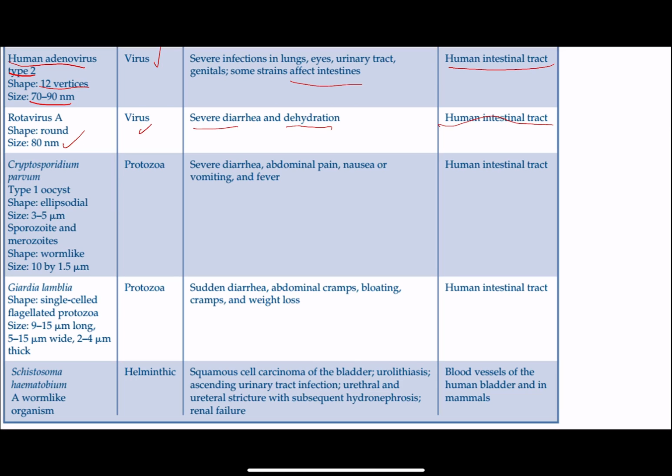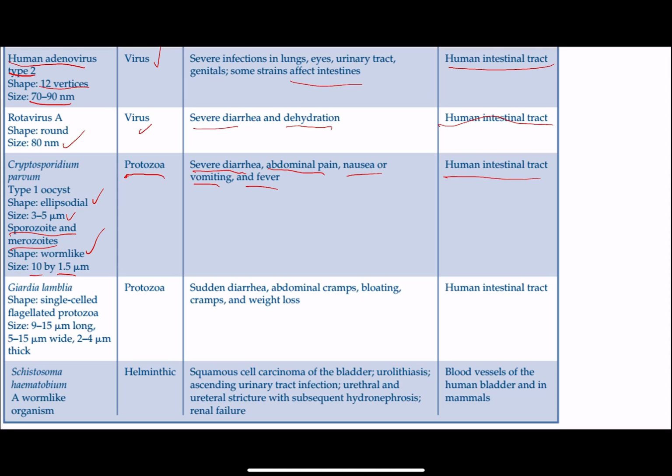Cryptosporidium parvum, type 1 oocyst, shape is ellipsoidal, size 3 to 5 micrometers. And there is another form, sporozoites and merozoites. Shape is worm-like, size from 10 to 1.5 micrometers. This is protozoa. It causes severe diarrhea, abdominal pain, nausea or vomiting, and fever. Of course, humans.